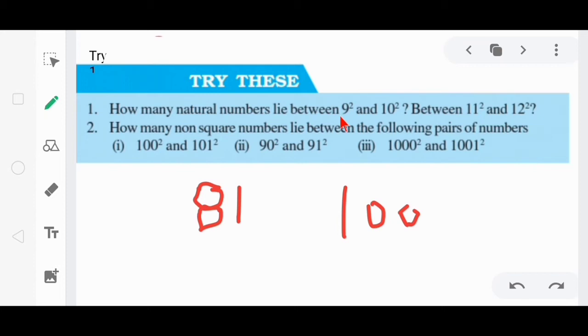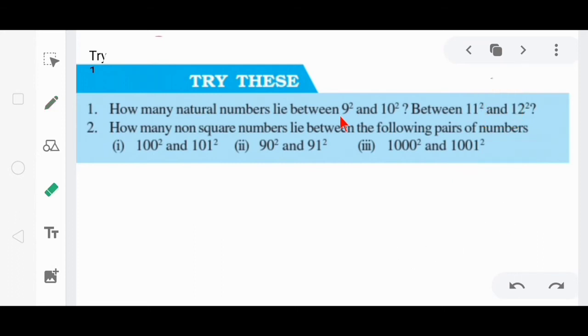Just subtract 81 from 100 and you will get 19. Now what to do? This 19, subtract one more from 19. That will be your answer. Now the number of non-square numbers between these two numbers, 9 square and 10 square, meaning 81 and 100, is equal to 18.